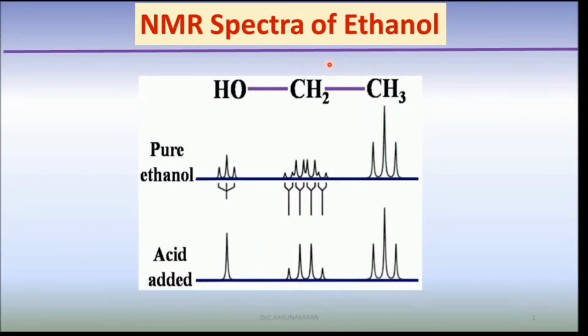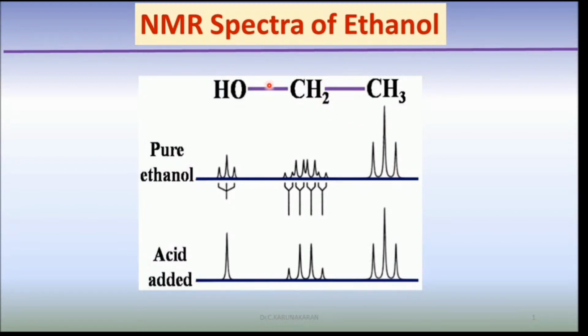Let us see here the NMR spectra of ethanol. The structure of ethanol is shown here. The high resolution NMR spectrum of pure ethanol is given here. The methyl protons couple with the methylene protons to give a triplet, n plus 1. By following the n plus 1 rule, it gives a triplet.